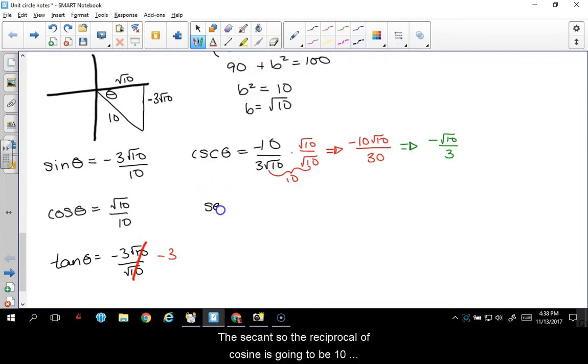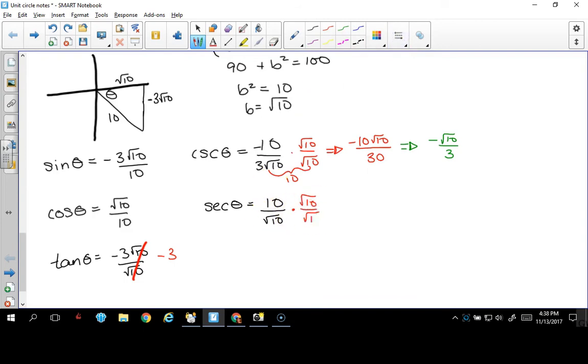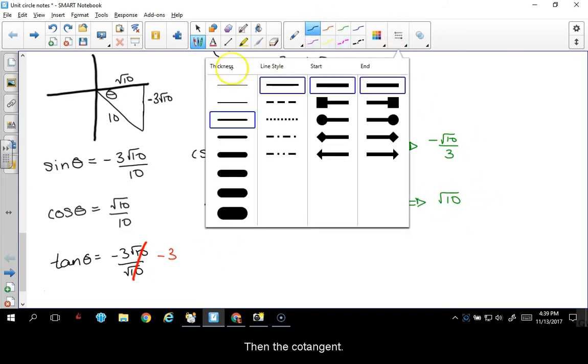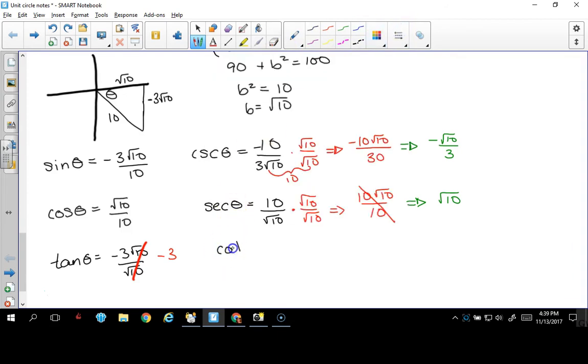The secant, the reciprocal of cosine, is going to be 10 over square root 10, which just like before, I need to multiply by square root 10 on both top and bottom. So that's going to get me 10 square root 10 over 10. These cancel, and that's going to leave me with just square root 10. Then the cotangent, well, right here I have tangent equals negative 3, so cotangent is negative 1/3. And now I've got all of them.